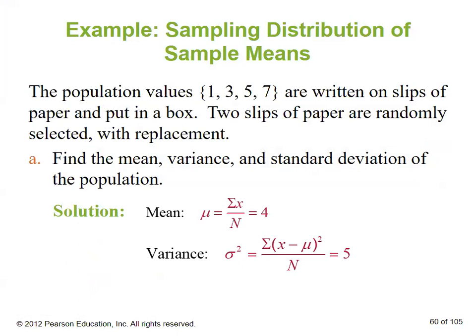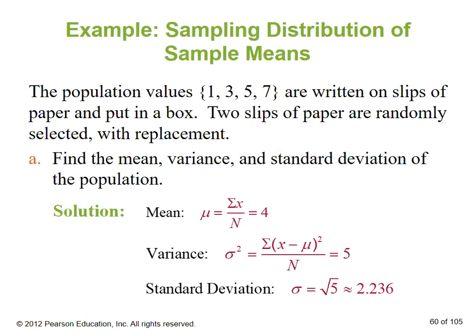And then I could use the calculator and I could take the sum of, what would I type in? Parentheses, L1 minus 4, because I just found the mean, close my parentheses and square it, and then divide that by what number? 4, because that's how many were in the set. And I would get the number 5 if I use that formula. And if I take the square root of 5, that would give me my standard deviation, which is about 2.236. So that would be the mean, the variance, and the standard deviation for the entire population, okay?